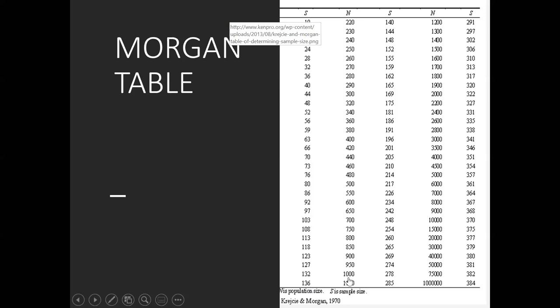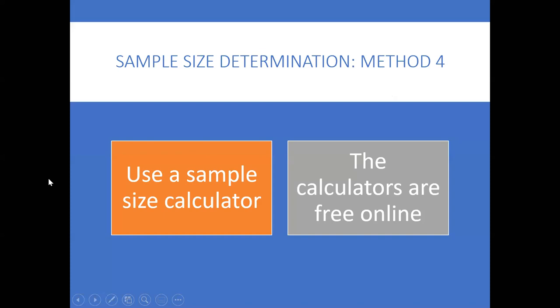But if it's something like 1,100, then you have a 285. And if you are dealing with 1 million, which, yes, is possible, then you take about 384. So that's the table.